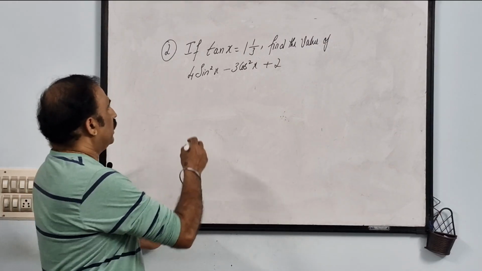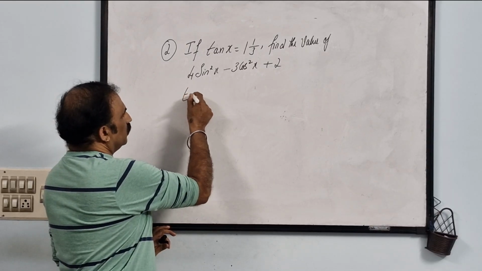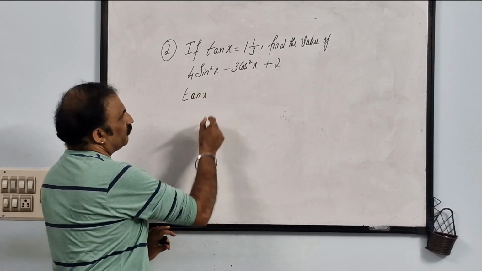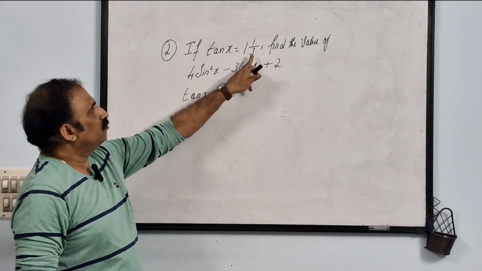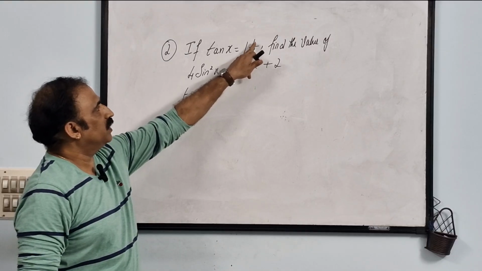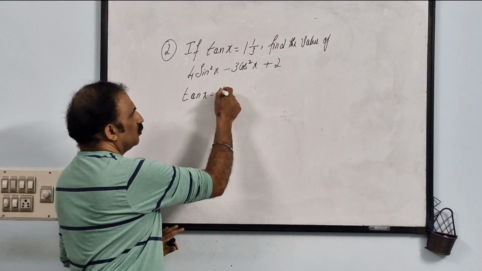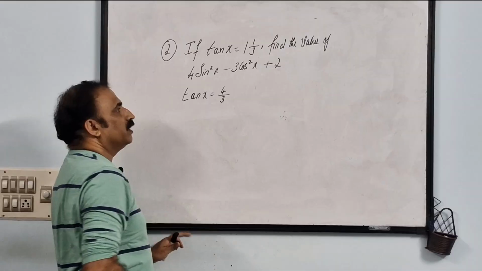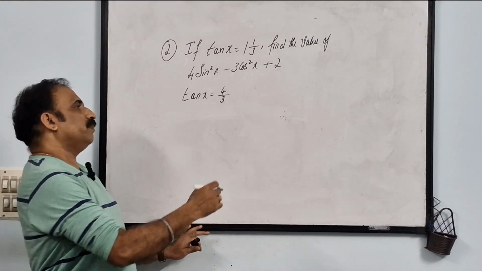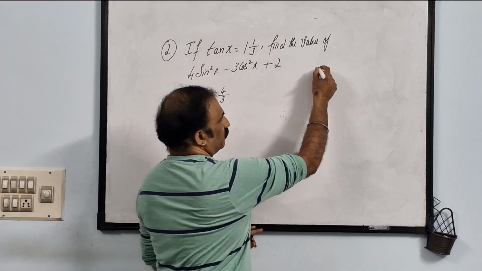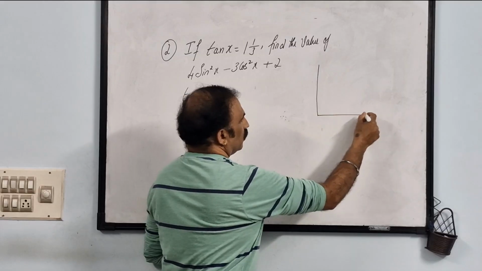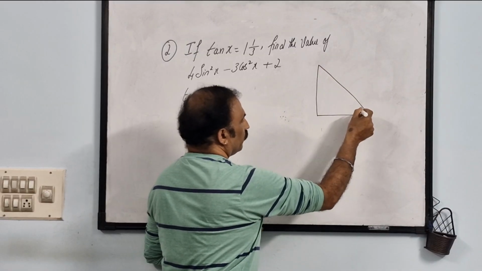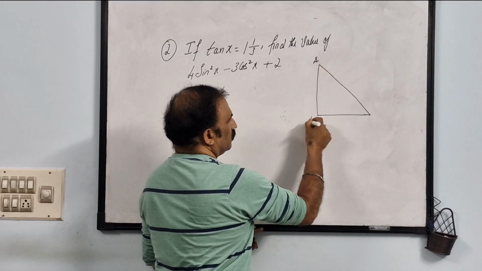So tan x is given. It's in mixed fraction form, so we convert it to fraction form as 3 ones are 3 plus 1, which is going to be equal to 4 by 3. Now you get it in the ratio form. So you get back to the right angle triangle as I've explained earlier. Draw a right angle triangle and mark the angles.